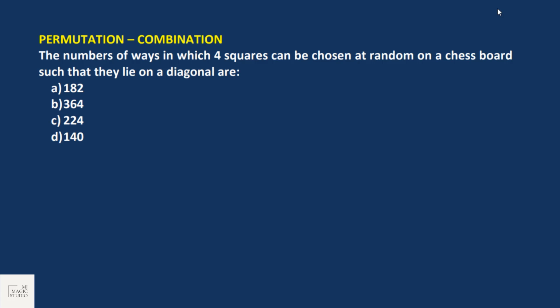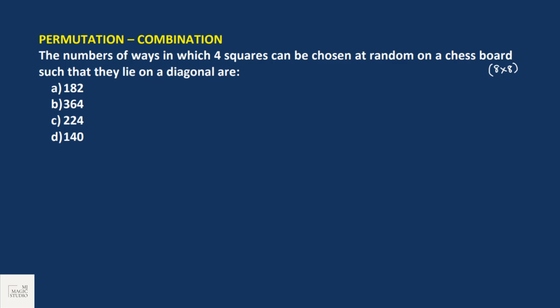One more classical take on permutation combination. Take 2 minutes, give it a try. The number of ways in which 4 squares can be chosen at random on a chessboard, which is an 8 into 8 chessboard, such that they lie on a diagonal.